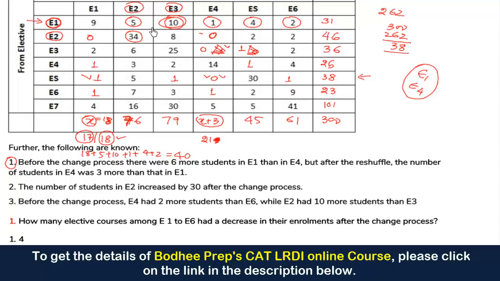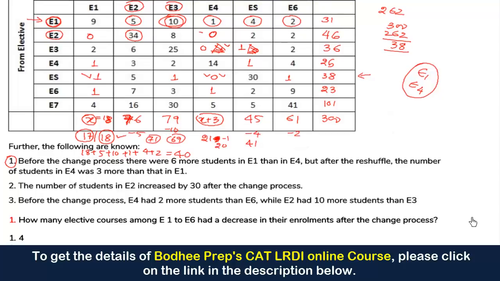And the number of students in E2, E3, E4, E5 and E6 will reduce to those respective numbers. So it will be 76 minus 5, because 5 people have moved back from E2 to E1. So here it will be 71, and here again we have to deduct 10, so it will be 69. Here we have to deduct only 1, so it will be 20, and here we have to deduct 4, so it will be 41, and here we have to deduct only 2, so it will become 59, right? So now we have to just arrange them in decreasing order.